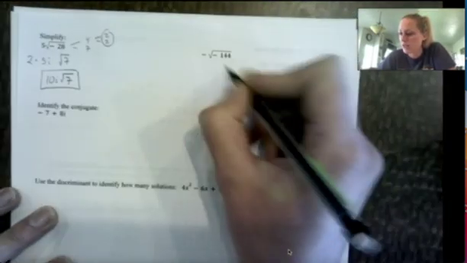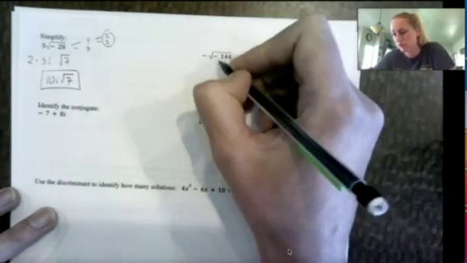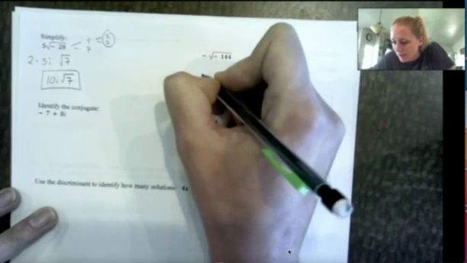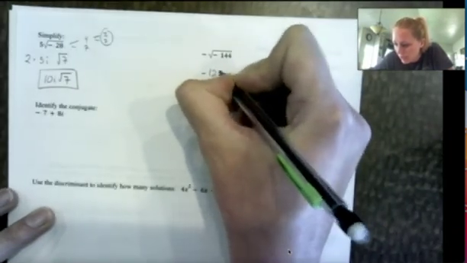This one, negative 144, so I know the square root of 144 is 12, square root of negative 1 is i, so we have negative, because I have that negative out front, 12i.